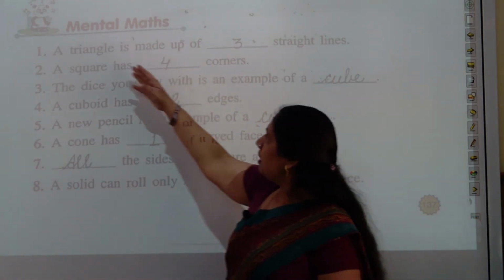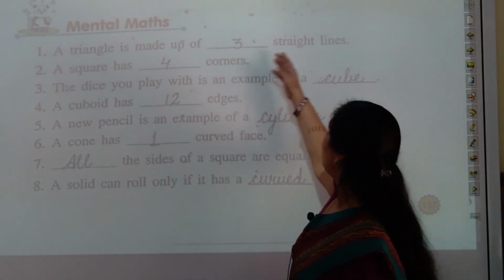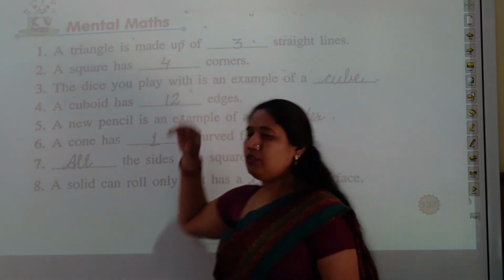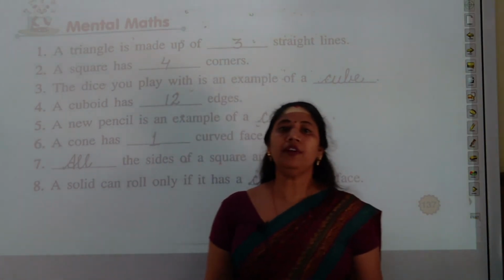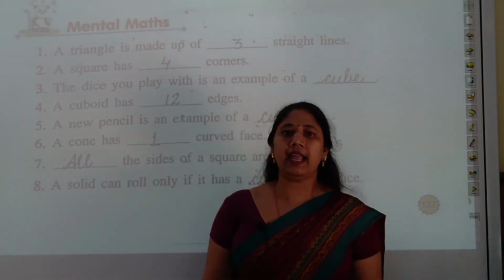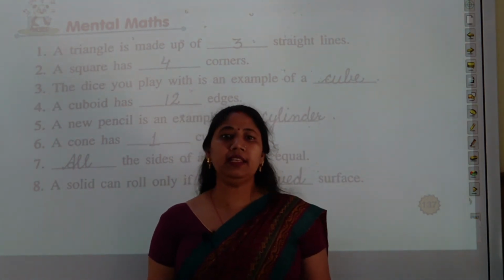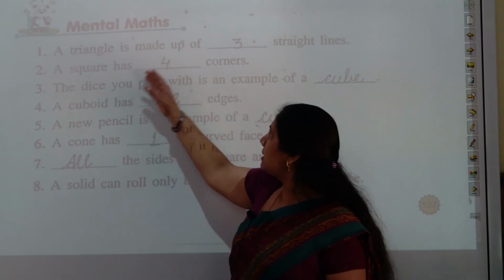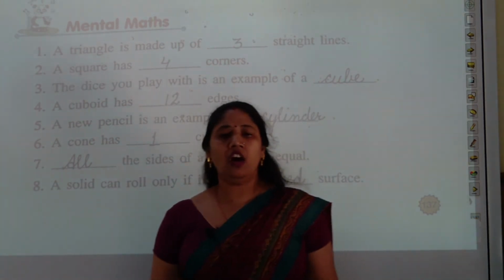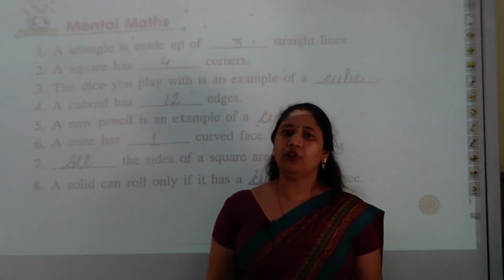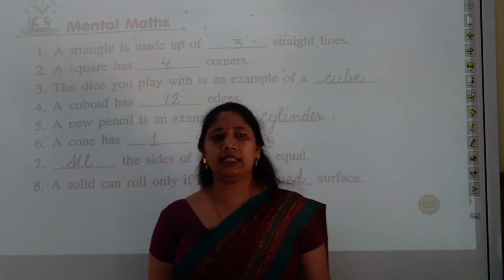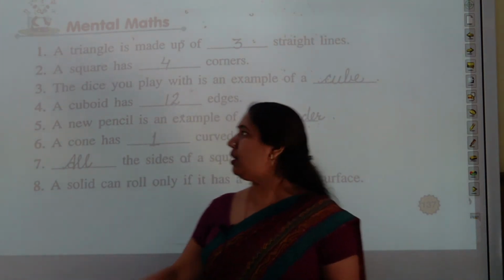Mental math. A triangle is made up of dash straight lines. So a triangle is made up of 3 straight lines. 2 lines are slanting and 1 line is a sleeping line. A square has dash corners. How many corners? 4. Very good, beta. A square has 4 corners.